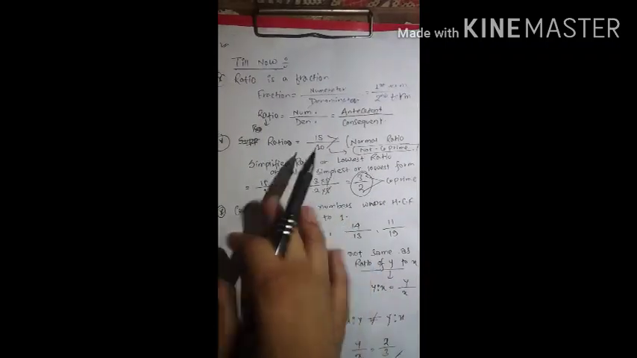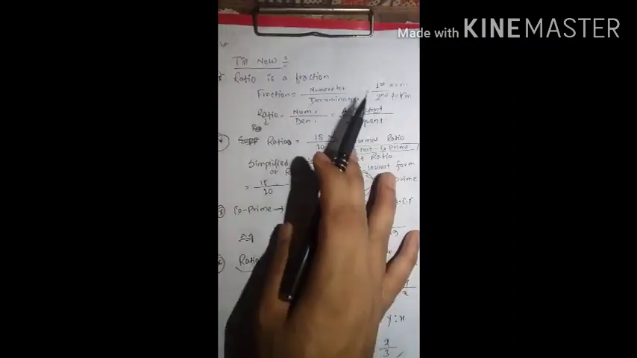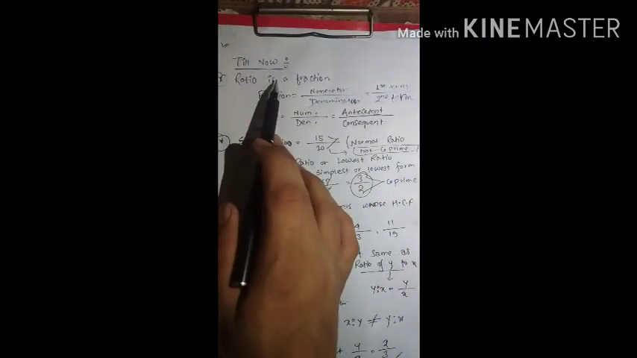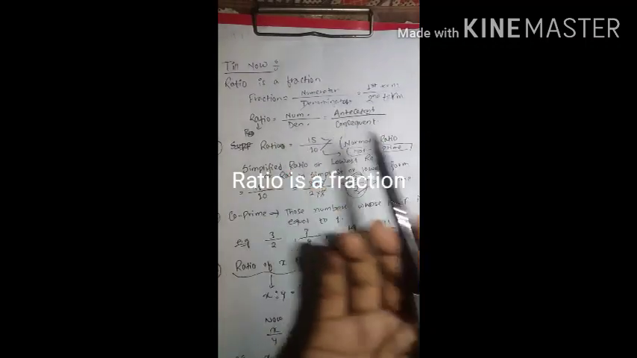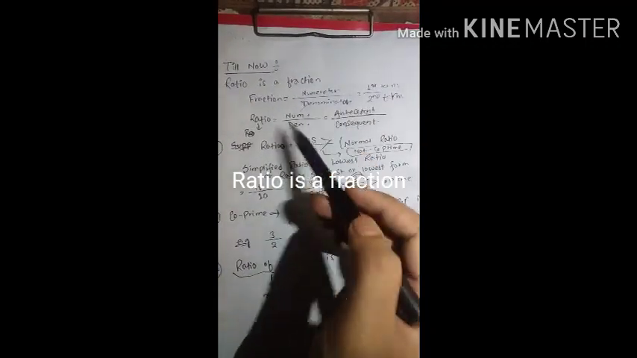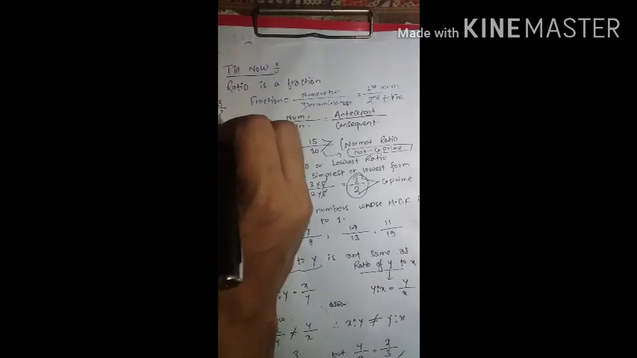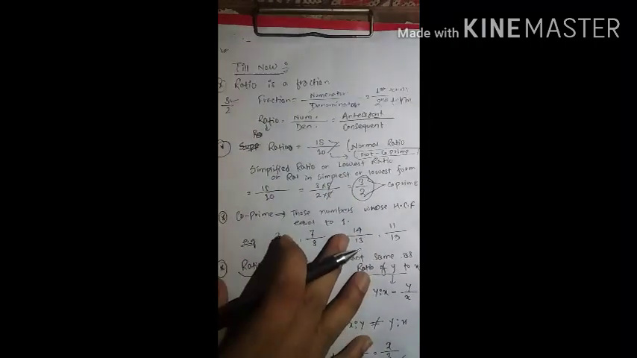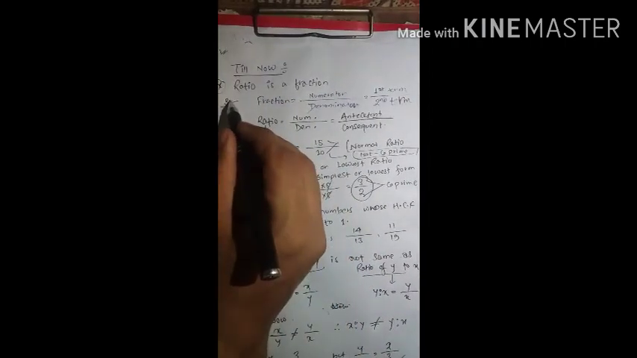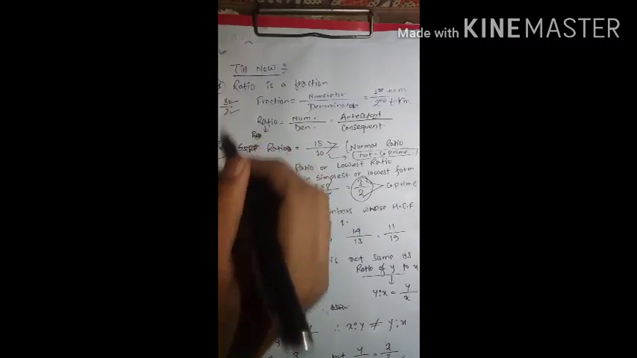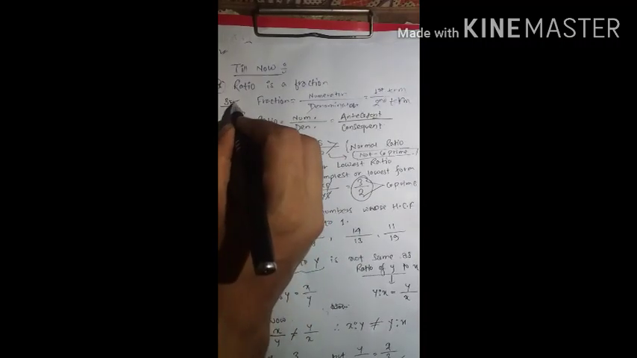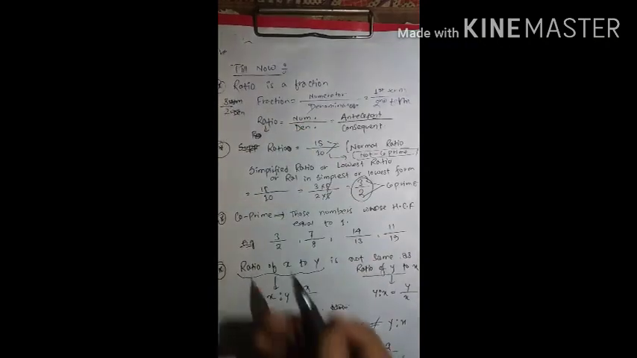So till now, we have studied that ratio is a fraction. Now what do you mean by fraction? In a fraction there is a numerator and there is a denominator. For example, 3 by 2. Here 3 is a numerator and 2 is a denominator.